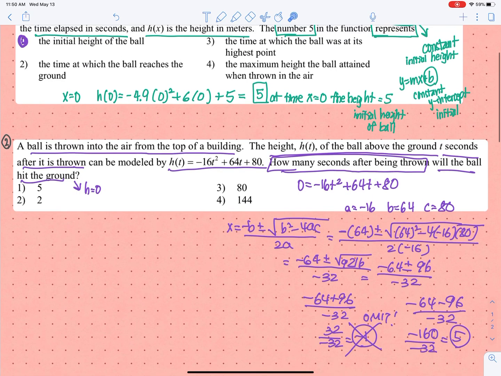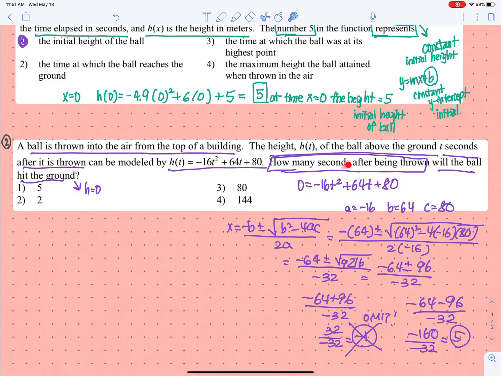Now let's look at another example here. It says, a ball is thrown into the air from the top of a building. The height, h(t), of the ball above the ground t seconds after it is thrown can be modeled by h(t) equals negative 16t squared plus 64t plus 80. How many seconds after being thrown will the ball hit the ground?